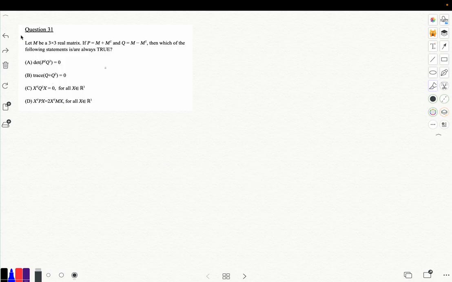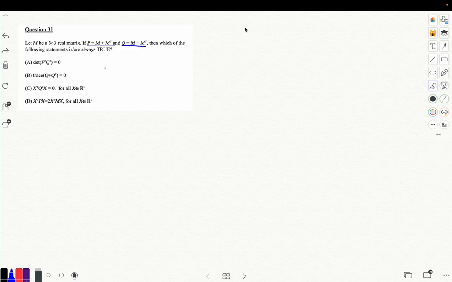So firstly, you can see on the screen there is question number 31. It is saying that let M be a 3 cross 3 real matrix. If P is equal to M plus M transpose and Q is equal to M minus M transpose, then which of the following statements are always true? Okay, so it's an MSQ question, so maybe more than one option is correct.